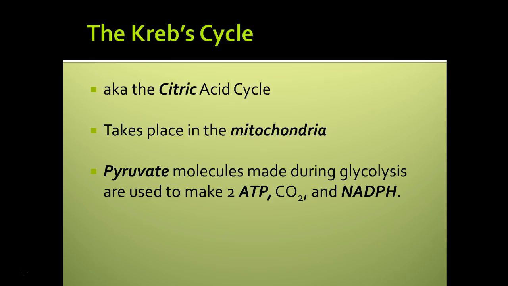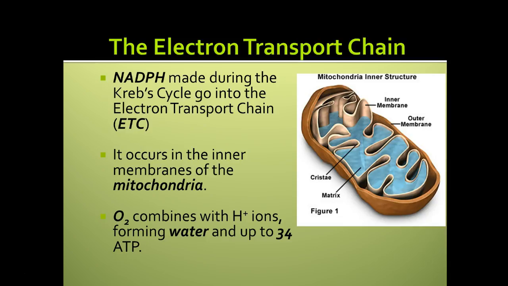So remember those pyruvate molecules that we got from glycolysis? Those are going to be the inputs. Those are going to go into the Krebs cycle, and they're used to make two more ATP molecules, some carbon dioxide, and NADPH. And you'll remember from before that NADPH is just another energy molecule. So that's the Krebs cycle.